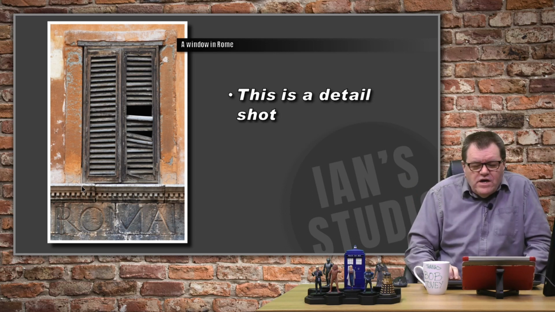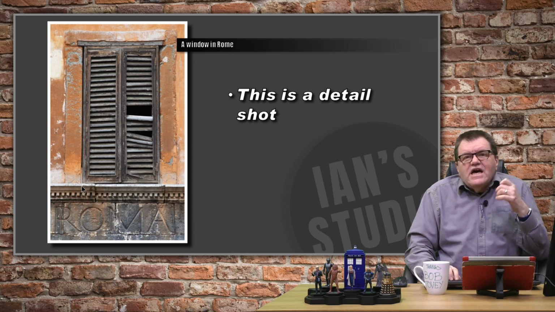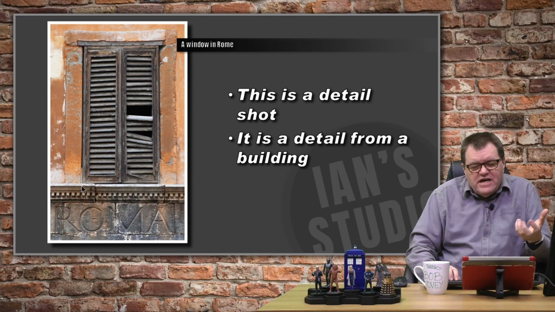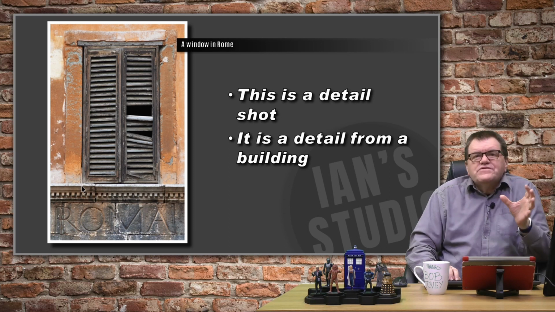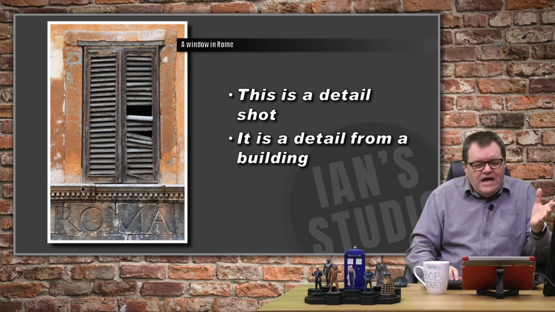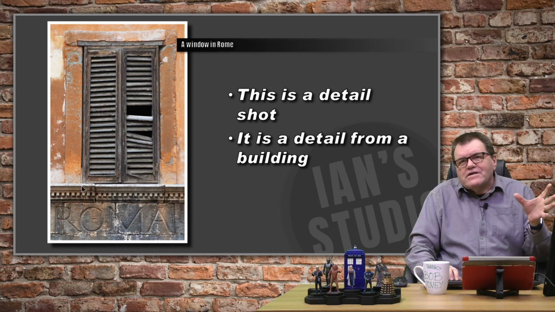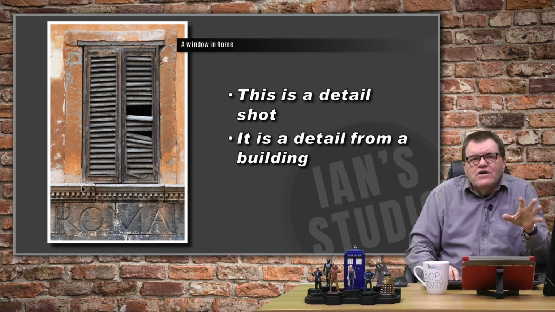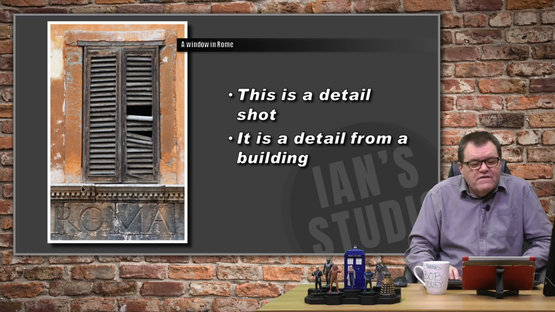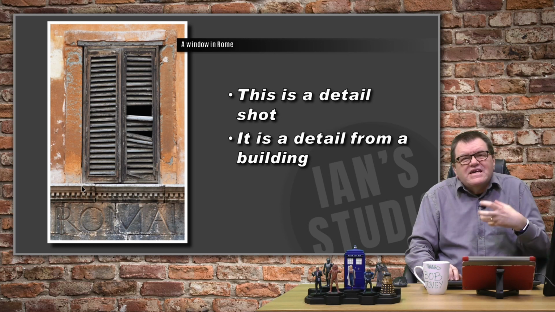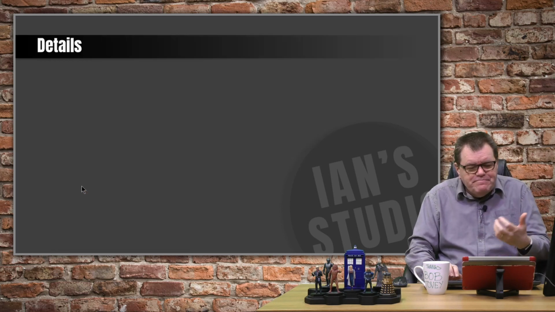It's a window in Rome. It's a subset of a larger scene, which is a building. So it's just one detail from a building. Definitely not a macro shot. And I was going to say I couldn't take it with a macro lens. I might actually, because I suspect I was probably around the 100mm zoom level when I took it. But it's not a macro shot at all, but it is a detail shot.